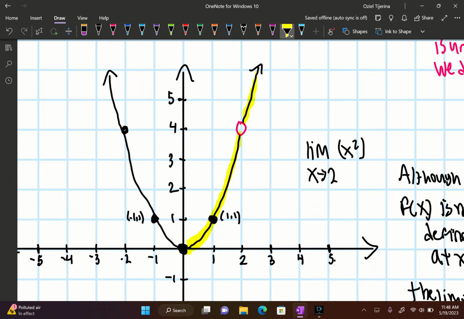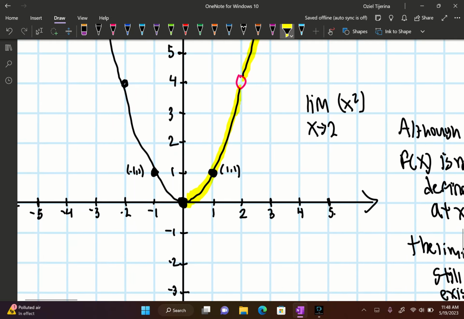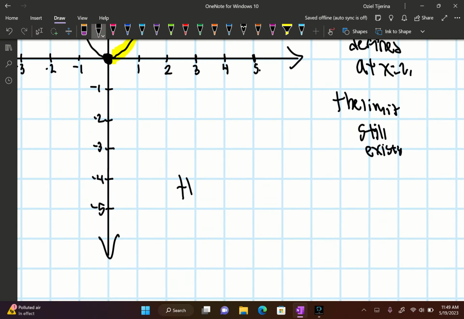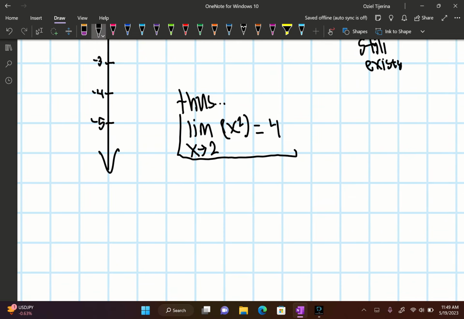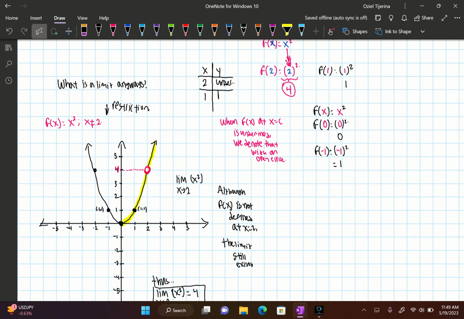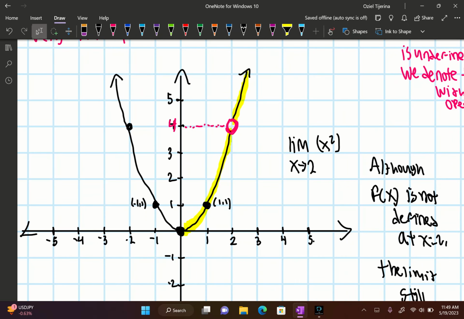So that is really the idea of a limit. A limit basically means, what am I approaching from the left and the right as I get closer and closer to a specific x value. We see here that we're getting closer and closer to this value of 4. Thus, the limit as x approaches 2 of x squared is equal to 4. Even though it is not defined at x equals 2, that is something we have to be careful with. It's about the behavior of the function as x gets closer and closer to a specific value.